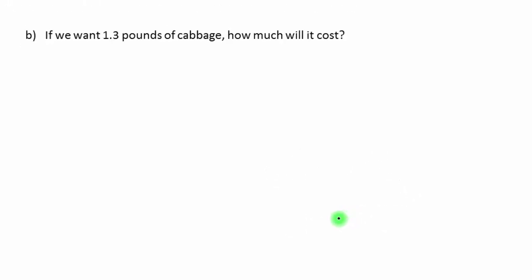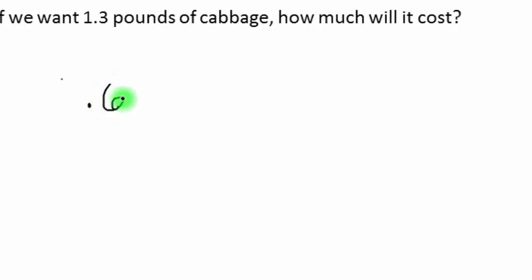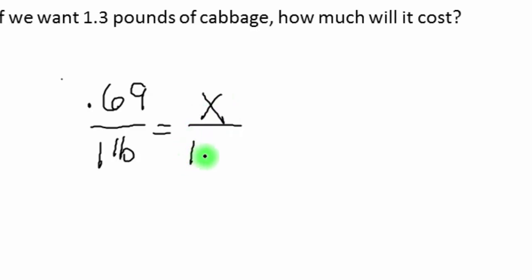Now we want to buy 1.3 pounds of cabbage. How much will that cost? Well, we're going to begin the same way. We're going to set up our proportion using the same beginning proportion where 69 cents is the cost of 1 pound. And that's going to equal what we're looking for price-wise for 1.3 pounds. So again, this is a simple proportion where you do cross products.